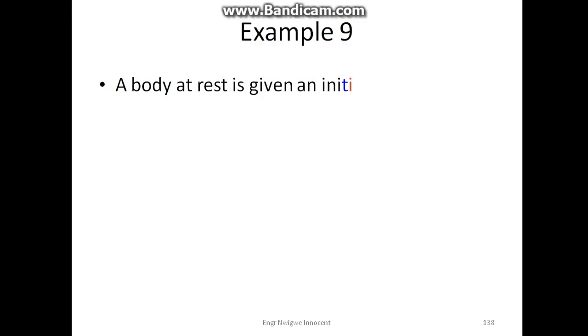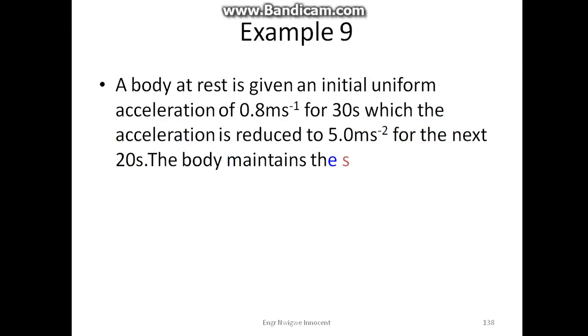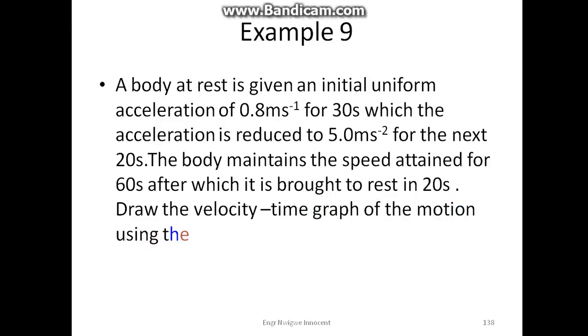Example 9. A body at rest is given an initial uniform acceleration of 0.8 meters per second squared for 30 seconds, then the acceleration is reduced to 0.5 meters per second squared for the next 20 seconds. The body maintains the speed attained for 60 seconds, after which it is brought to rest in 20 seconds. A. Draw the velocity time graph of the motion using the information given above.